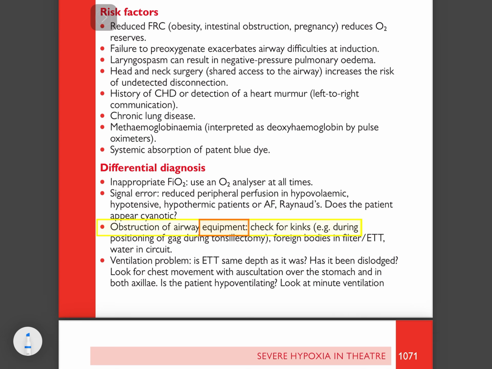Obstruction of airway equipment: check for kinks, e.g., during positioning of the gag during tonsillectomy, foreign bodies, and filter or water in the circuit. Ventilation problem: is the ETT at the same depth as it was? Has it been dislodged?